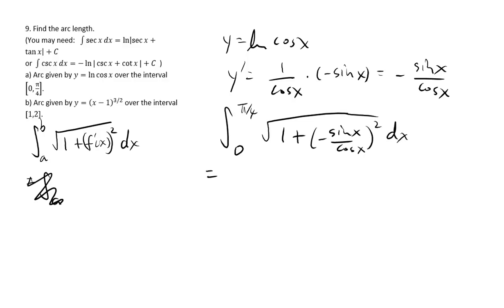The negative is going to go away when you square it, and then because this is sine squared of x over cosine squared of x, you want to put these two fractions together, so you write it as cosine squared of x over cosine squared of x.